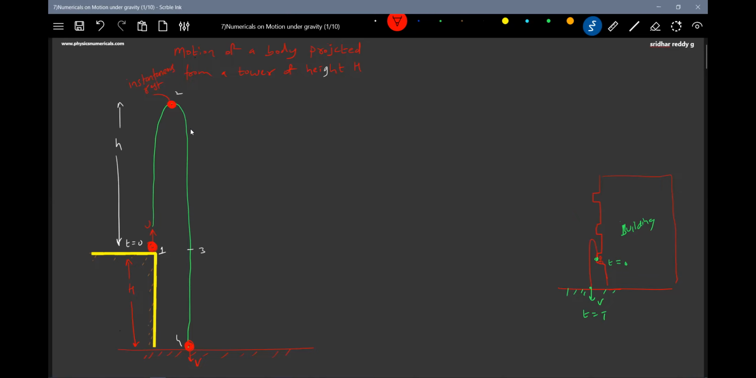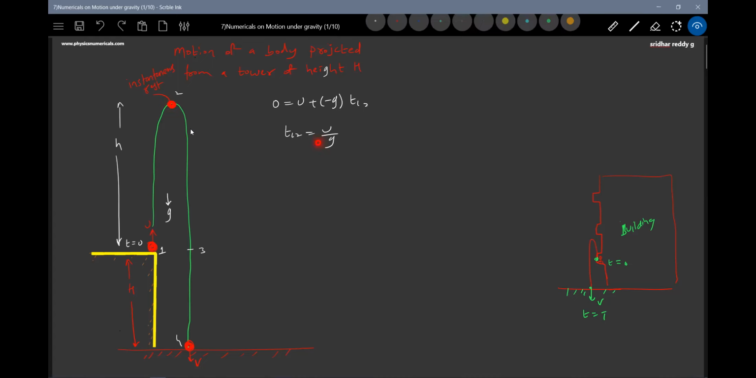First, what is the time of ascent, the time taken to move from 1 to 2? What is that h? We'll find out all these things. The first thing: 0 is equal to u minus g t, because g will be acting vertically down, opposite to the initial velocity. Therefore it is minus g, and the time taken to move from 1 to 2, T12, equals u by g. What is T12? The time taken for the ball to ascend from the top of the tower to the highest point of its trajectory.